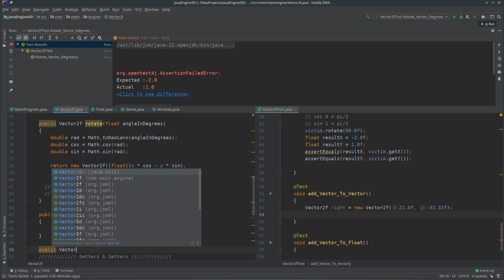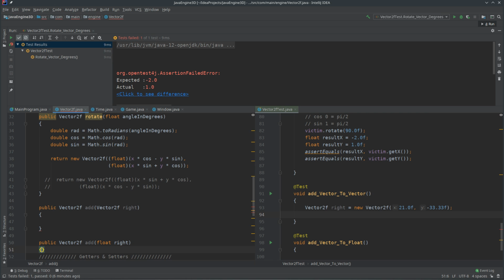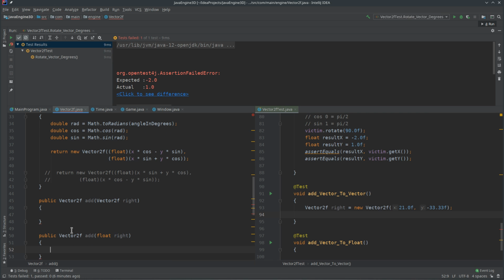Vector to f, and it's add, open brackets, float. Right, I think that's okay. Yeah, should be alright. So all we do after this is subtract, multiply and divide. It's all the same after we've done the first one. So that'll be the end of the test for today.